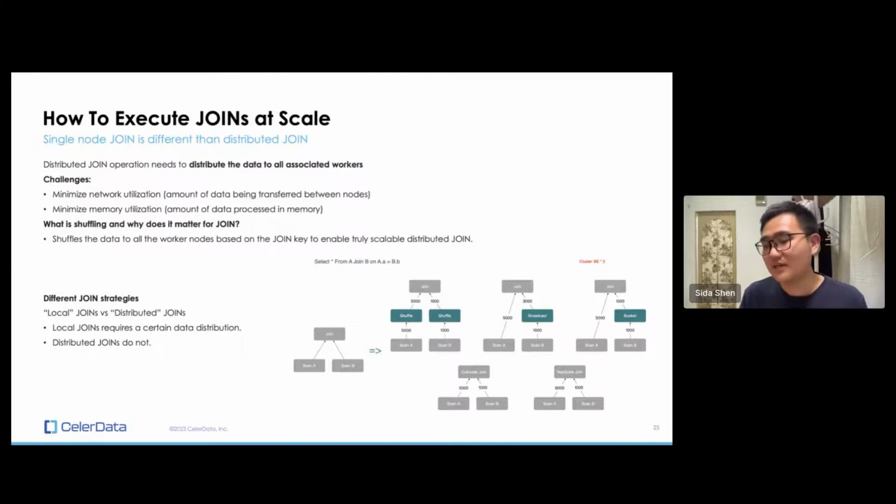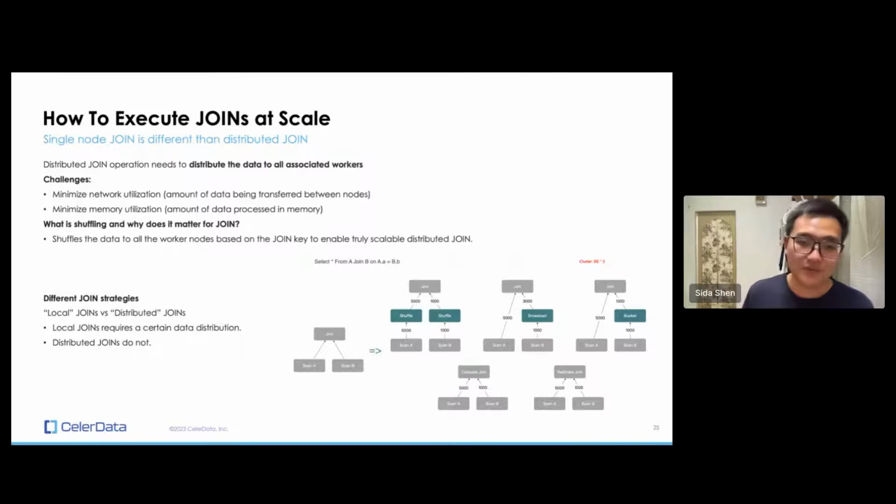You don't want the same data being copied everywhere, but you don't get multiple times the performance, right? And here I want to introduce something called data shuffling. Why does it matter so much for joins? I'm going to use the next 4 or 5 slides to talk about that. Data shuffling is basically shuffling the data to all of the worker nodes based on a join key. Based on the key, shuffle all the data to the right nodes.